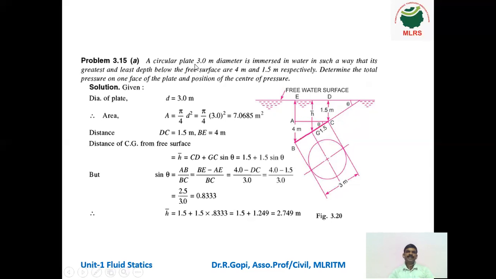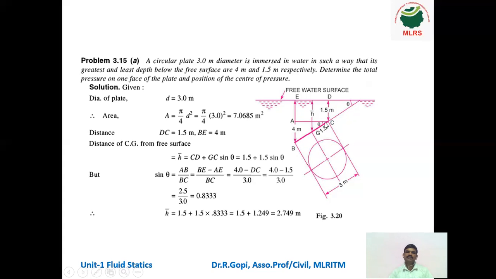A circular plate 3 meter diameter is immersed in water in such a way that its greatest and least depth below the free surface are 4 meter and 1.5 meter respectively. Determine the total pressure on one face of the plate and the position of the center of pressure. The greatest and the least depth mean the lower edge and upper edge depths. So here you can see this.